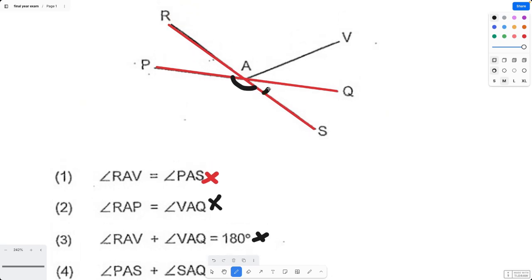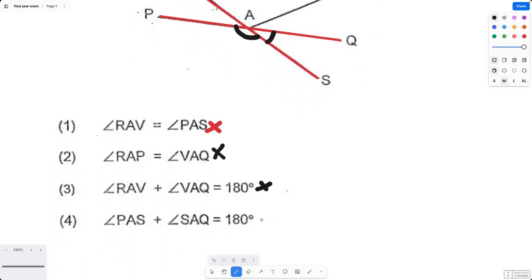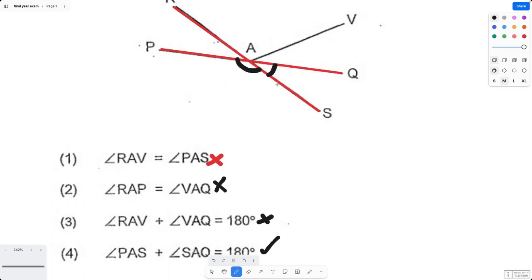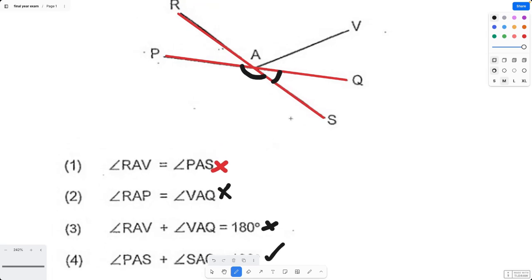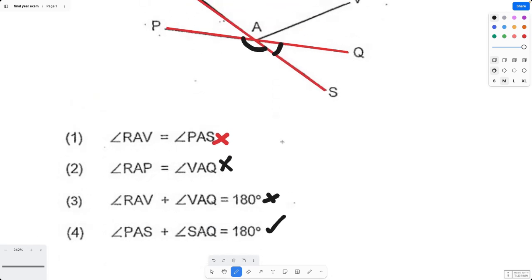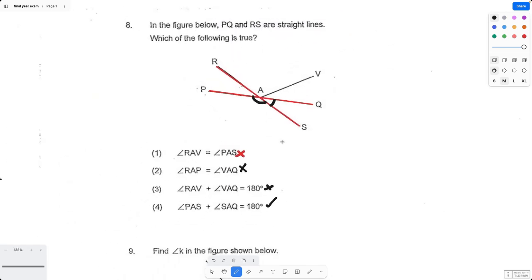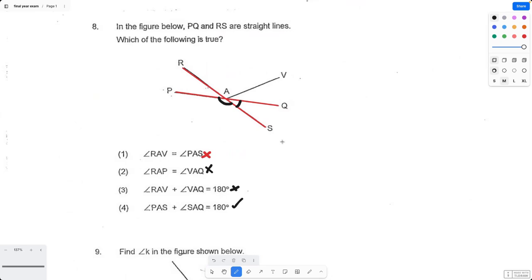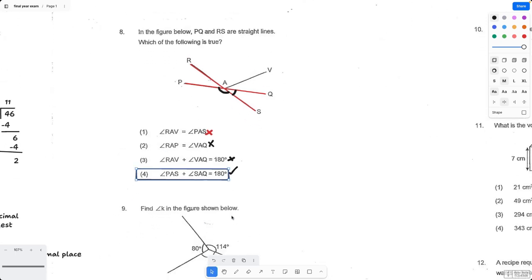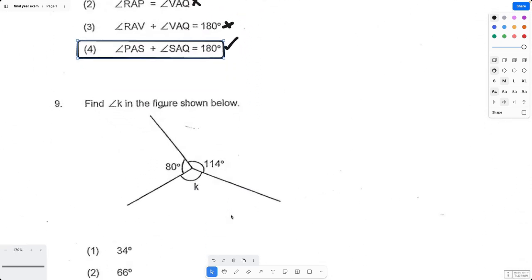SAQ, which is this, is 180 degrees. Yes, it is. So there you go, that's the answer. As you can see, PAQ is a straight line, and that's where PAS and SAQ is equal to 180 degrees. And the answer to this is 4. Okay, there you go. Let's move on to question number 9.